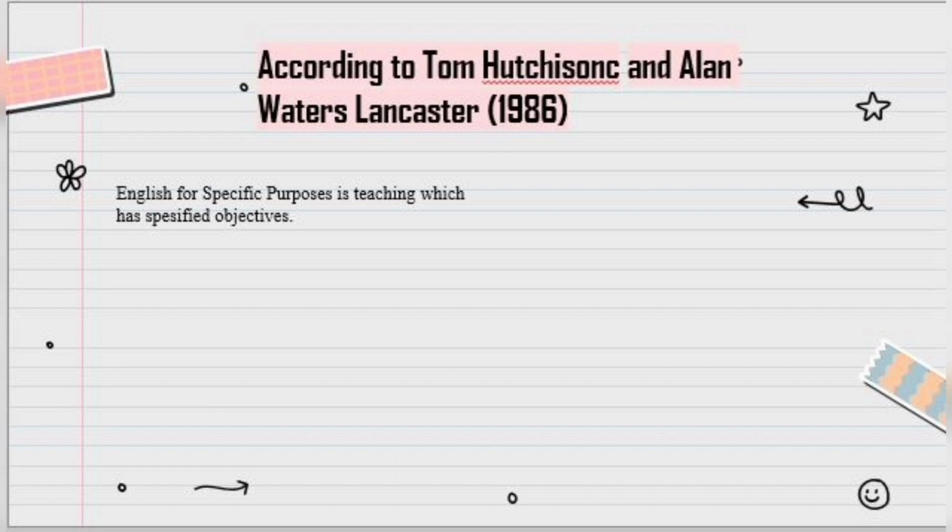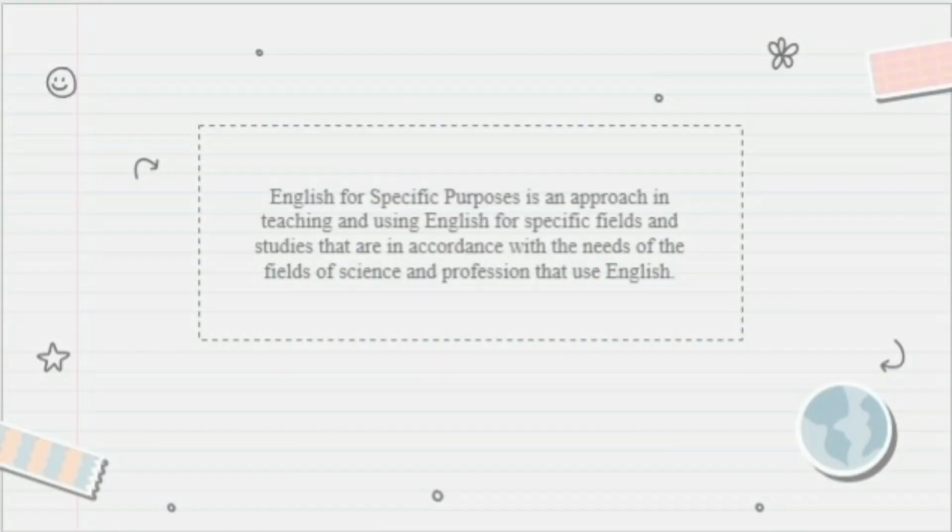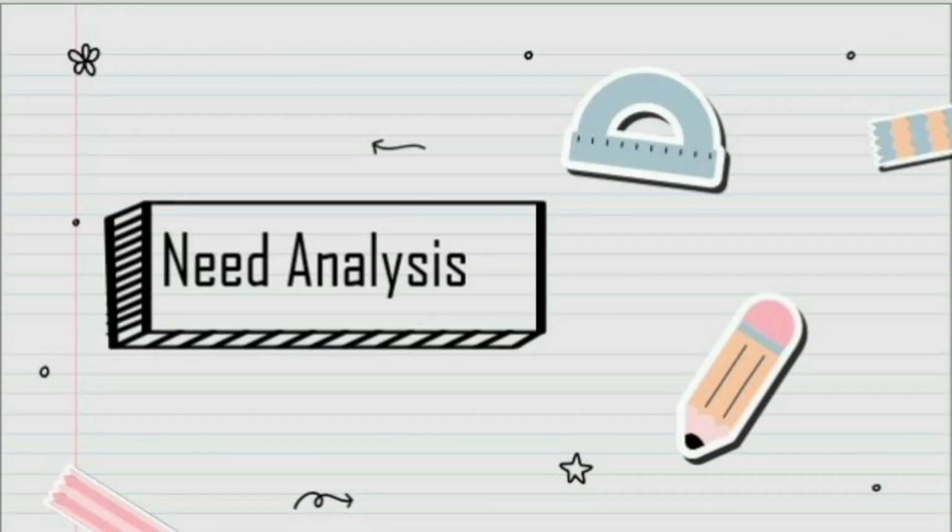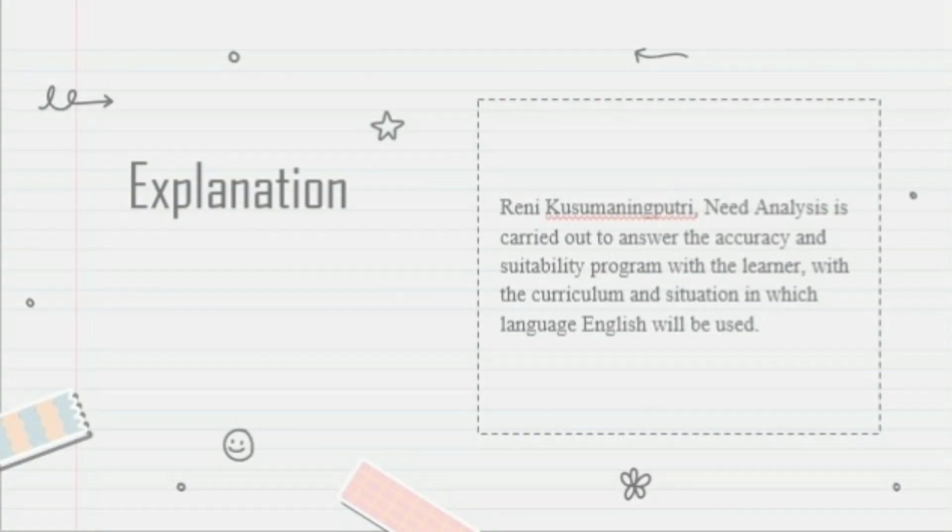According to Tom Hutchinson and Alan Waters, Lancaster, 1986, English for Specific Purposes is a teaching which has specific objectives. And there is another explanation that ESP is an approach in teaching and using English for specific fields and studies that are in accordance with the needs of the fields of science and profession that use English. So everyone, we already know what ESP is. Let's immediately discuss the core material, namely need analysis.